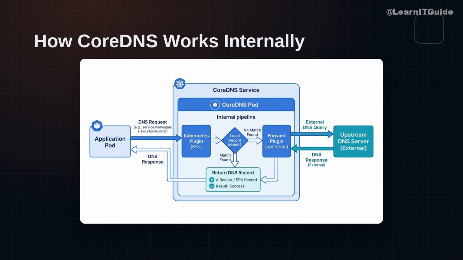So, how does CoreDNS work internally? It uses a clever plugin-based architecture. When a DNS request hits a CoreDNS pod, the request travels through a series of plugins. First, it hits the Kubernetes plugin, which checks if the name belongs to a cluster service. If it finds a match, it returns the record immediately. If it doesn't find a match, it passes the request down the chain to the forward plugin. This plugin then sends the request out to an upstream resolver like your cloud provider's DNS or a public server.